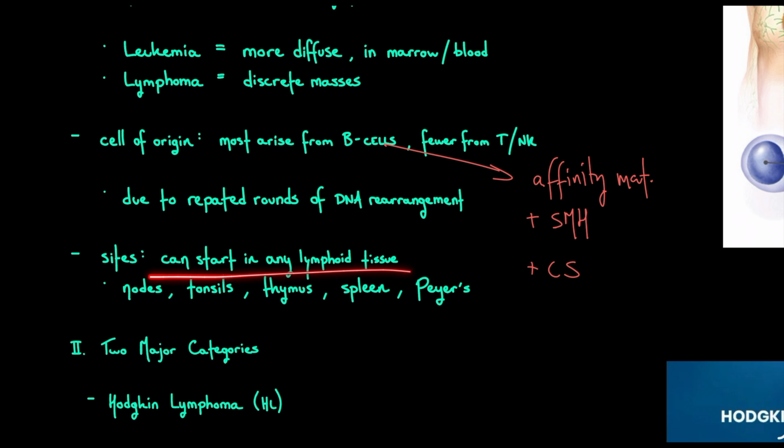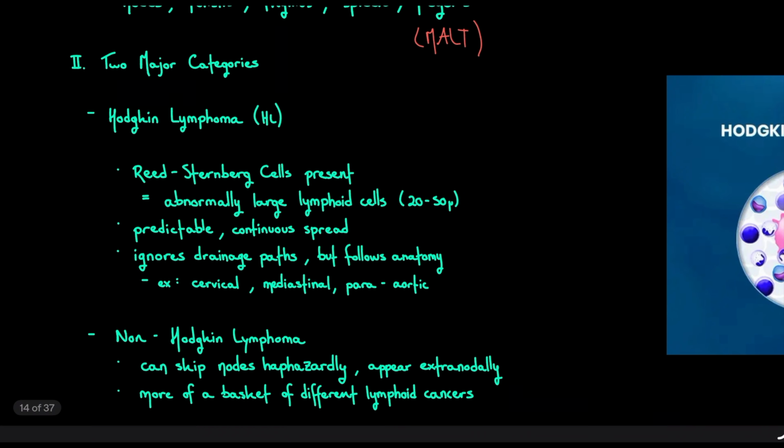So we can start in any lymphoid tissue, be it lymph nodes, your tonsils, thymus, spleen, and then I even have Peyer's patches. That translates to, right, any MALT. Any MALT. So tonsils as well. Any lymphoid tissue, any place where these lymphocytes are present, you do run the risk of potentially creating a malignant one. We have two major categories: Hodgkin's lymphoma and non-Hodgkin lymphoma.